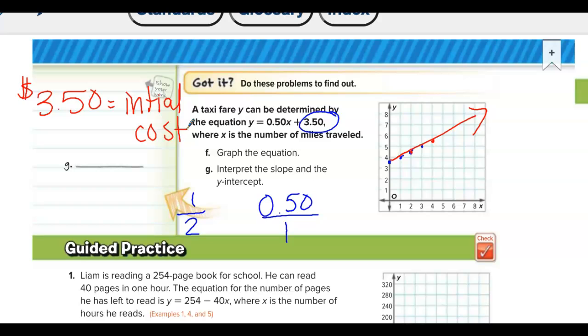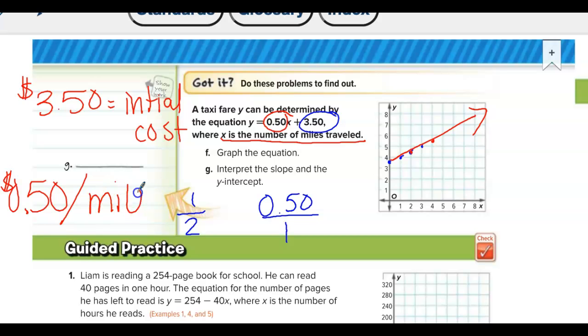Then it says, what's the slope? My slope is 0.50, so what does that mean? 50 cents, where x is the number of miles, so it's going to be 50 cents per mile. So if I go a block, I'm only going to have to pay $3.50. If I go 5 miles, it's going to cost me more. Does that make sense? Okay, questions?